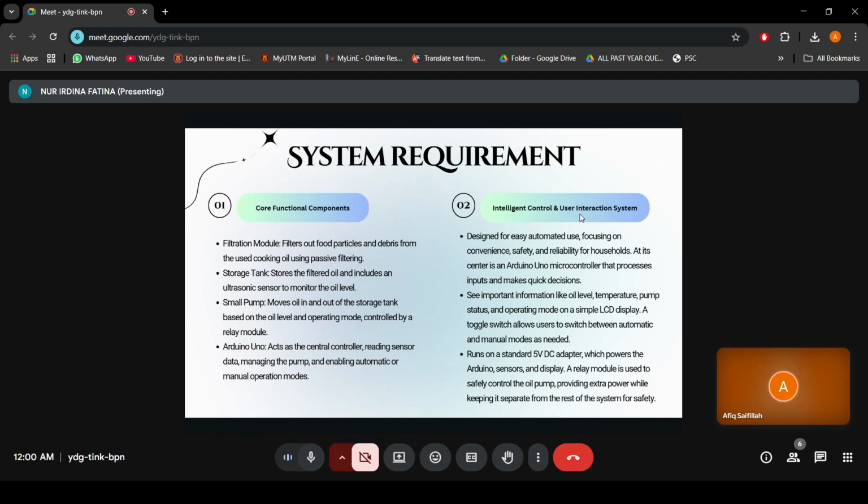This model also runs on a standard 5 volt DC adapter, which powers the Arduino, sensors and display. A relay module is used to safely control the oil pump and provide extra power while keeping it separate from the rest of the system.